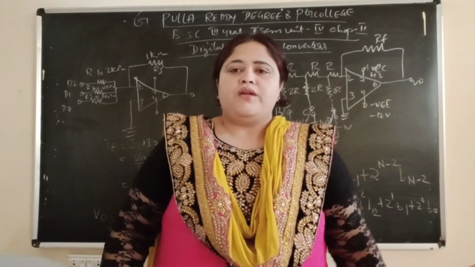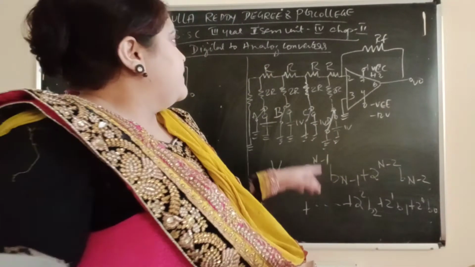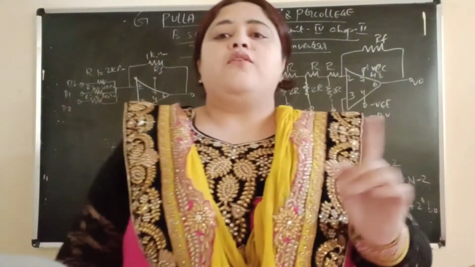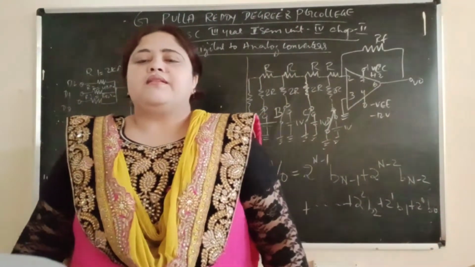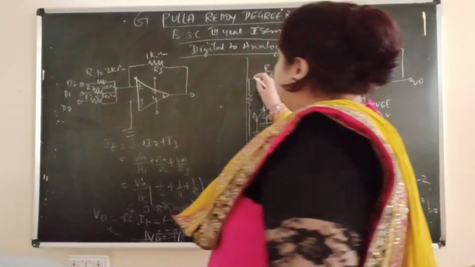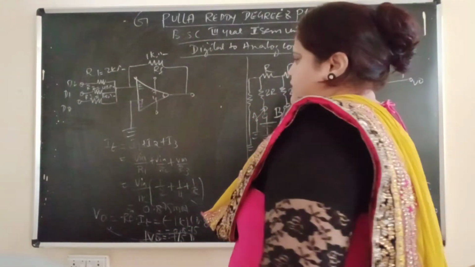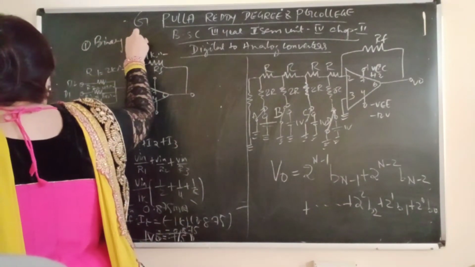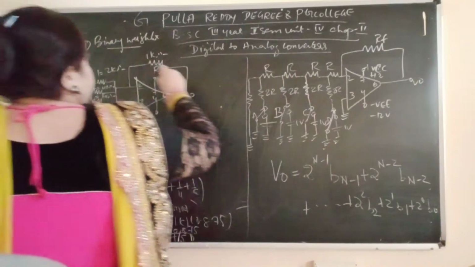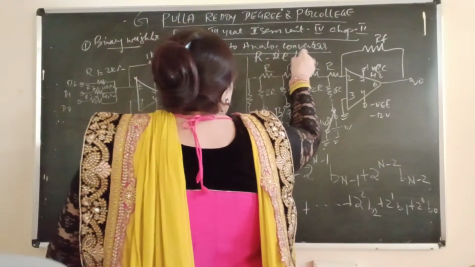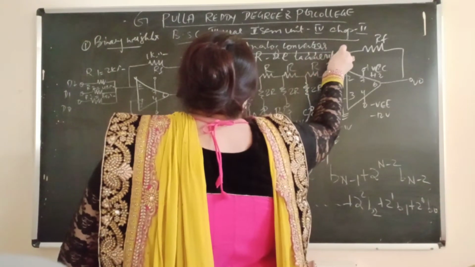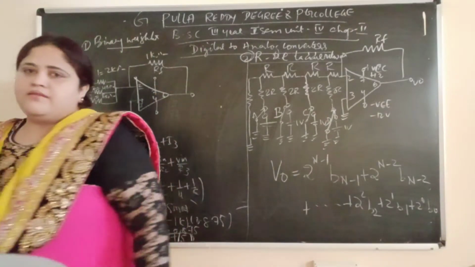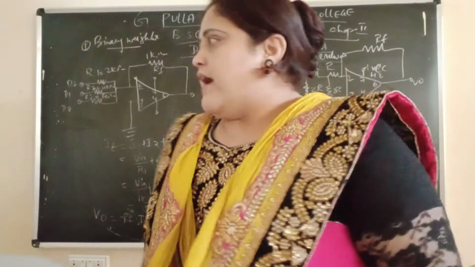Now today we are going to start the third topic of your unit 4th. Not the third topic, it is like the second chapter of your unit 4th. In your second chapter of unit 4th, the first topic is digital to analog converters. In that you are having two topics, binary weighted and R to 2R ladder network. These two topics are there in your unit 4 second chapter.